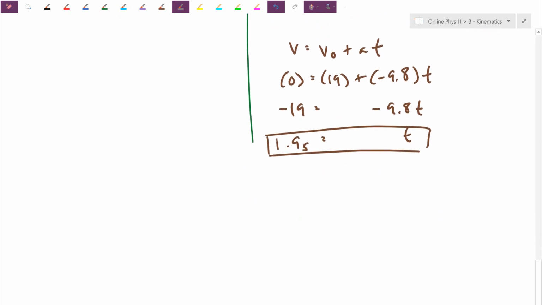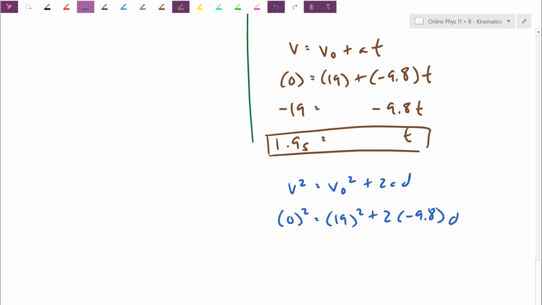We can similarly use the other formula here. We haven't used this formula for a little while, but it still works. So v squared is equal to v naught squared plus 2ad. Again, you can say at max height, I'm not going up or down, so v is 0. The y part of the velocity was 19. I need to square it. Acceleration is negative 9.8 here. This would end up giving you your displacement.